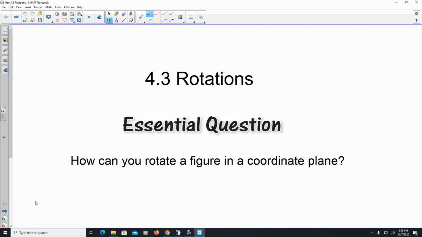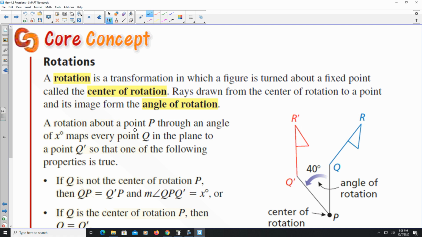So it says, how can you rotate a figure in a coordinate plane? We have some information that we need in order to make a rotation. The first thing is you need to have a center of rotation. More often than not, especially in these examples, our center of rotation will be at the origin of a graph, so (0, 0). So that'll be kind of nice.